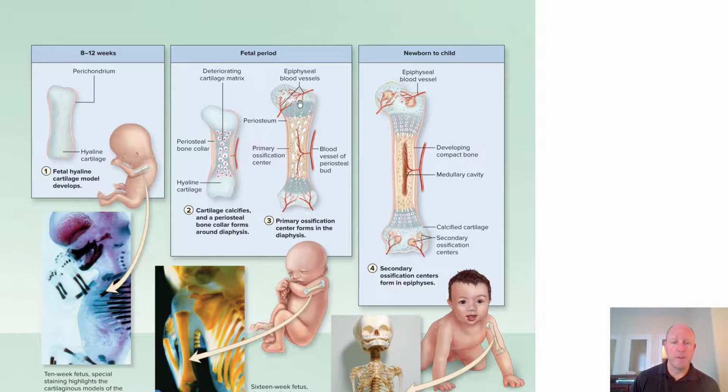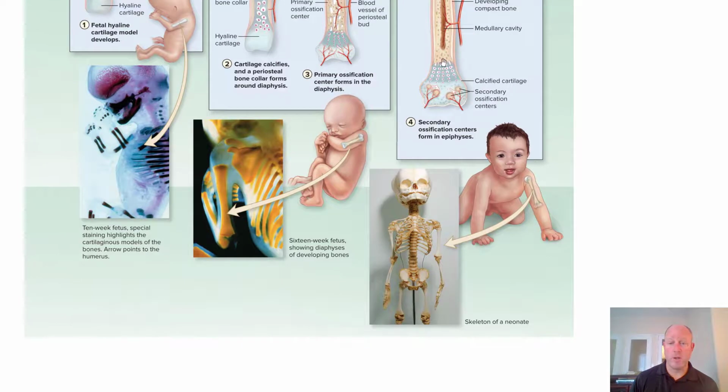And the epiphyseal blood vessels are seen, of course, at the ends here. And then the periosteum forming here, the blood vessels entering in here. The primary ossification center forms in this diaphysis. Then the secondary ossification centers form in the epiphyses. The epiphyseal blood vessels at the end here, developing compact bone in the medullary cavity, along with the calcified cartilage now.